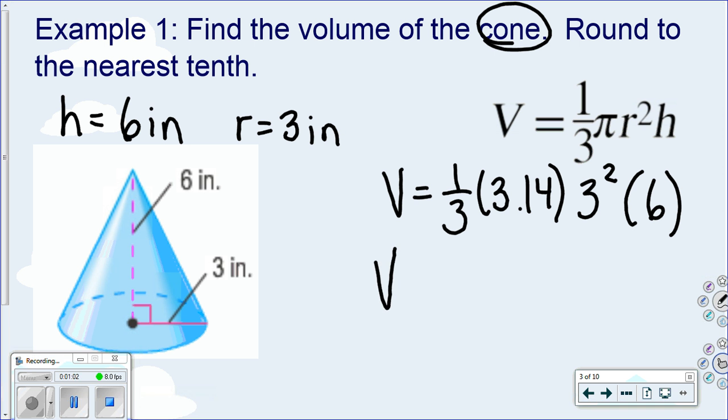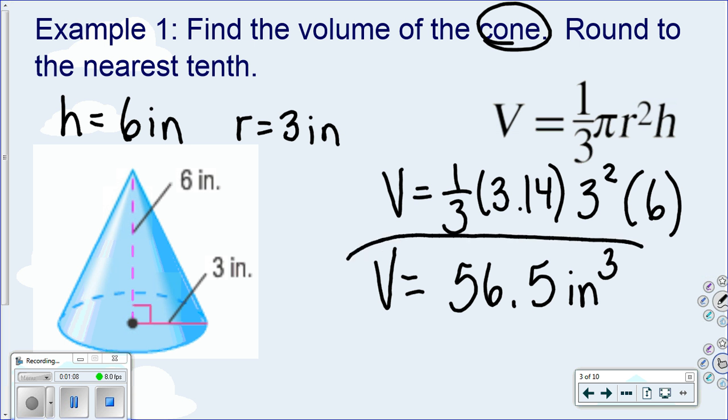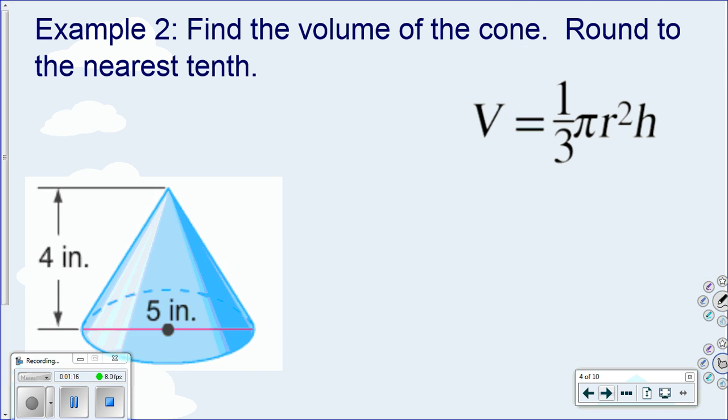So the volume is 56.5 inches cubed. Well done. 56.5 inches cubed. Next example. Again, you can draw this picture if you'd like, or you can just write down the important information. We are finding the volume of a cone.